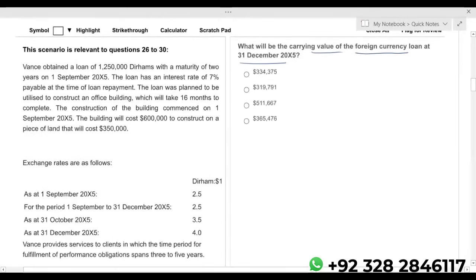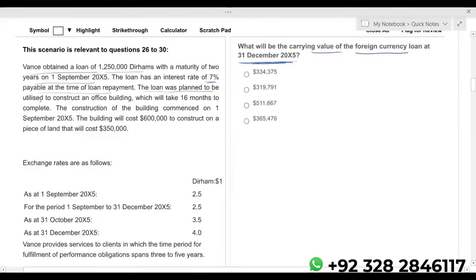Let's see. And don't forget the loan plus the interest which you will be paying. That interest becomes part of the loan. Straightforward, the examiner is asking what will be the foreign currency loan amount on December X5. Vence obtained a loan of 1.25 million dirhams with a maturity of 2 years on September X5. When the loan was taken, it's very important. We are working for December X5, so 4 months. So the interest which will be accrued is for 4 months. The loan has an interest rate of 7%, payable at the time of loan repayment. You are not paying the interest right now, you'll be paying at the time of repayment after 2 years.